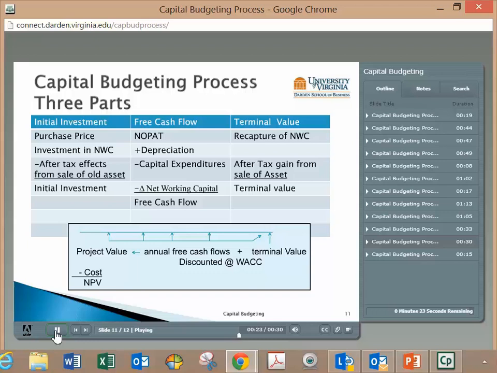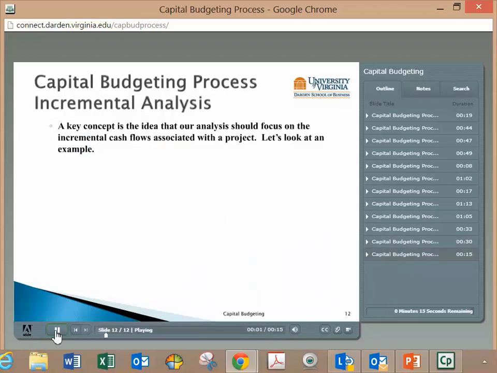A key concept is the idea that our analysis should focus on the incremental cash flows associated with the project. In the prior example, all of the cash flows from the project we treated as being incremental. Let's look at a broader example of what we mean by incremental analysis.